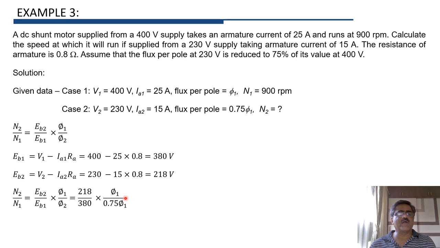So this phi 1 will cancel, and solving this, substituting the value of N1, we will get N2 equal to 688.4 revolutions per minute, that is rpm.